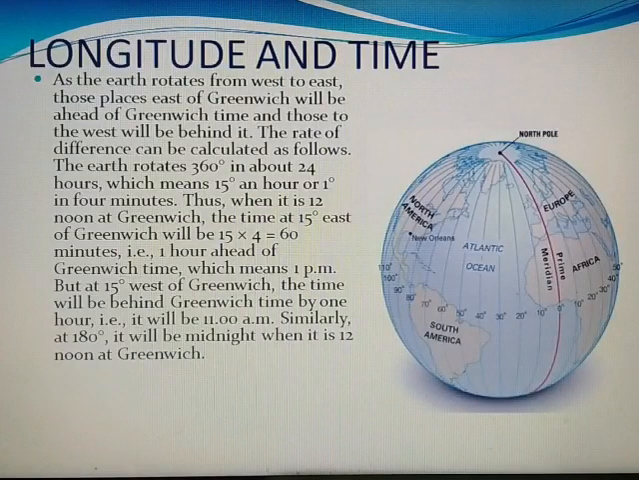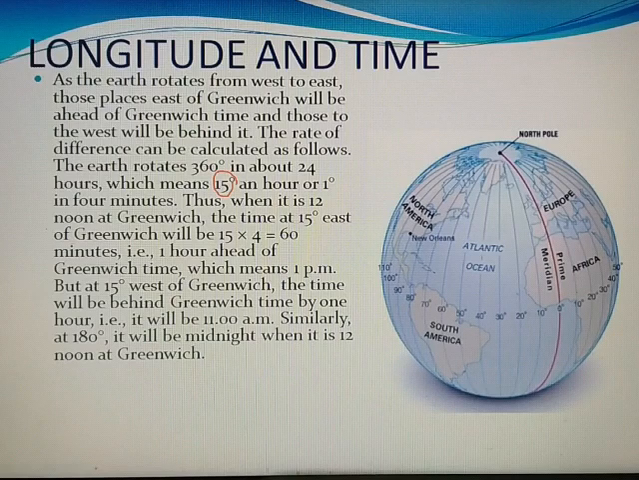Next is longitude and time. Okay, longitude is going to help in the calculation of time. How is it going to help? Let's see. As Earth rotates from west to east, places east of Greenwich will be ahead of Greenwich time, and those to the west will be behind it. The rate of difference can be calculated as Earth rotates 360 degrees in about 24 hours, which means 15 degrees an hour, and 1 degree is 4 minutes.